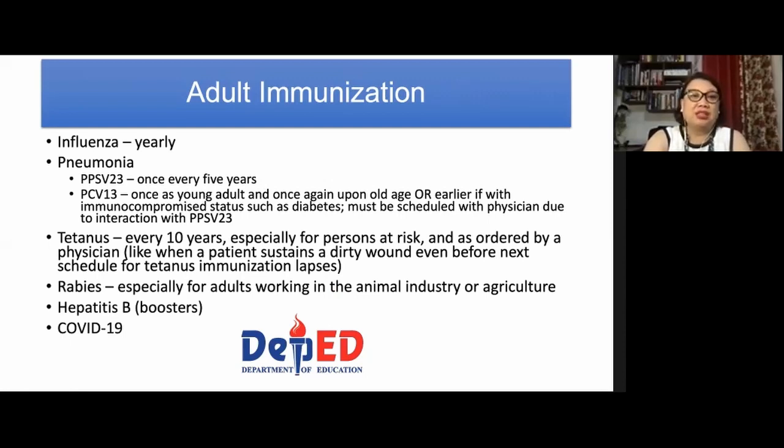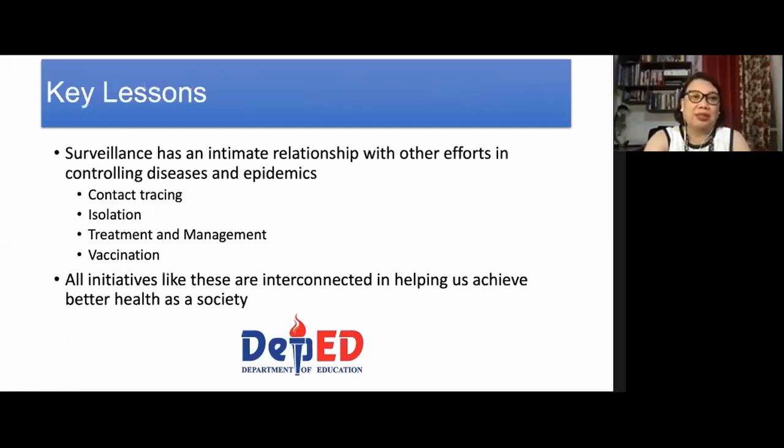So to end this session, our key takeaways are as follows. Surveillance has an intimate relationship with other efforts in controlling diseases and epidemics, and it includes contact tracing, isolation, treatment and management, and vaccination. All initiatives like this are interconnected in helping us achieve better health as a society.